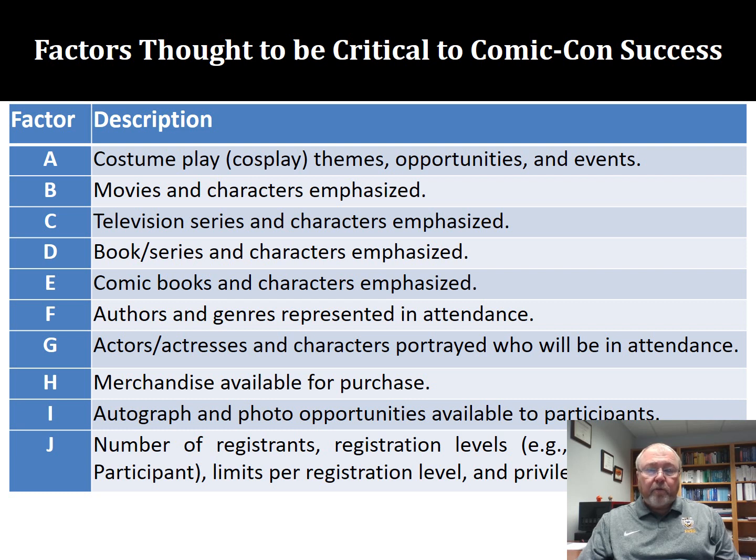So which movies, which characters? Which television series, which characters? Which book series, books or book series, which characters? And so on. So these are some of the factors that they would look at. And then they would probably try and prioritize those and say, well, this factor is the most important, this is the next most important, this one isn't very important, and so on. Some of these things we have control over, some of these things we don't.